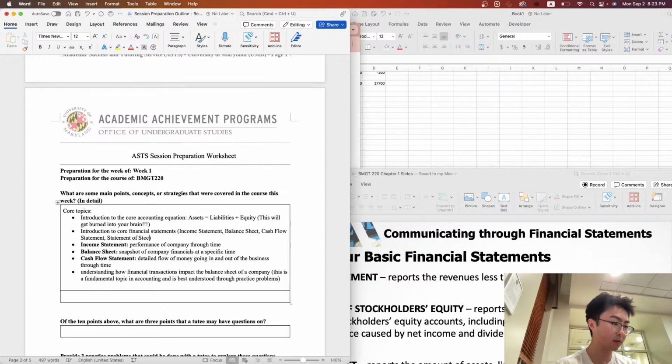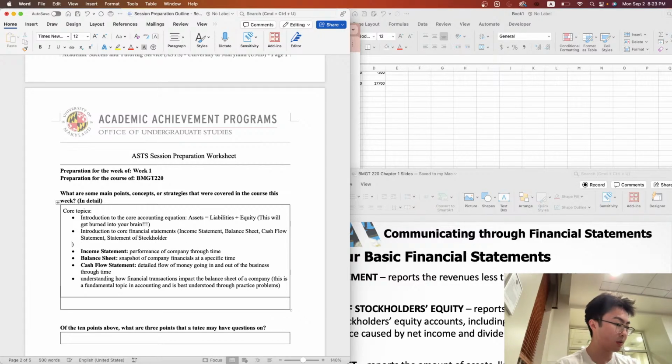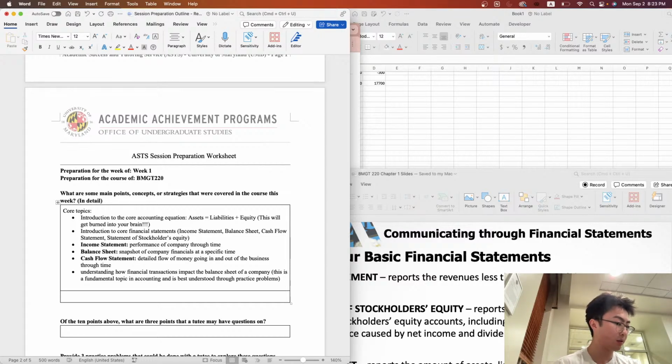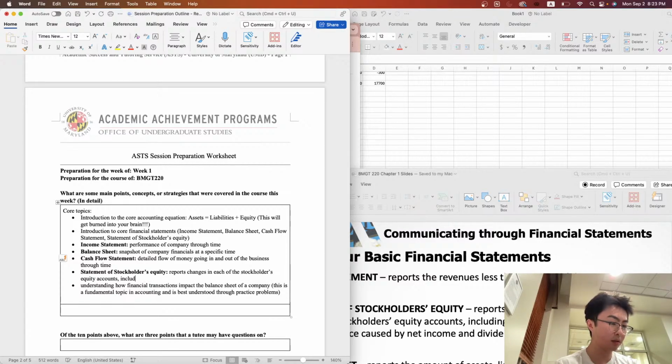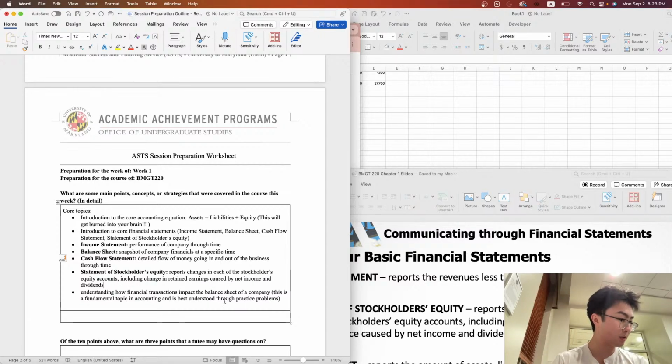Statement of stockholders' equity: changes in equity accounts, including change in retained earnings, caused by net income and dividends. Okay.